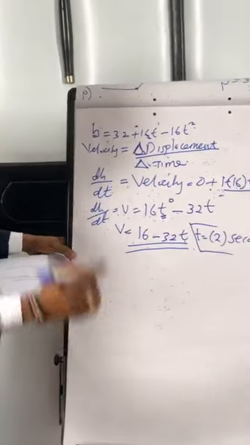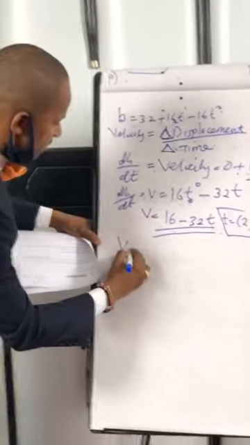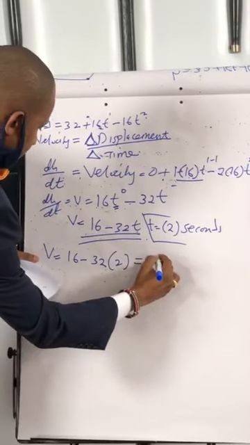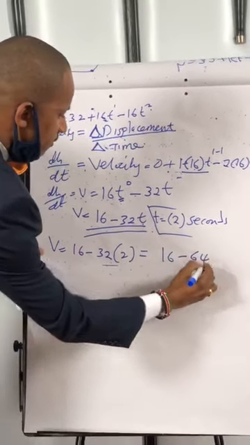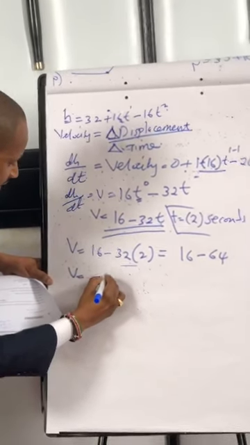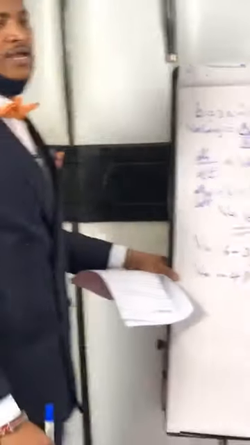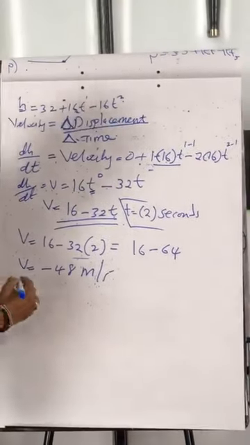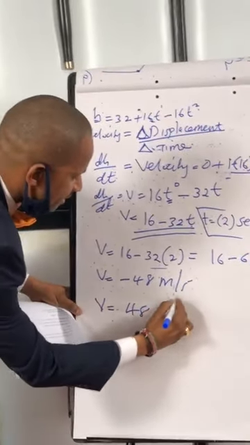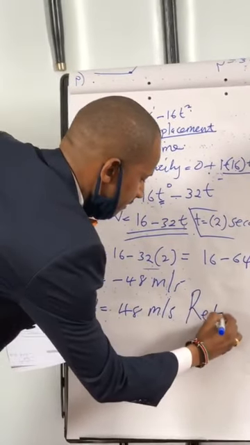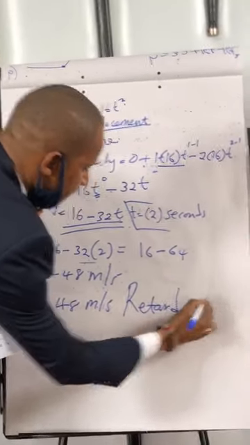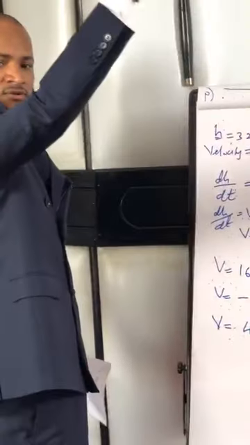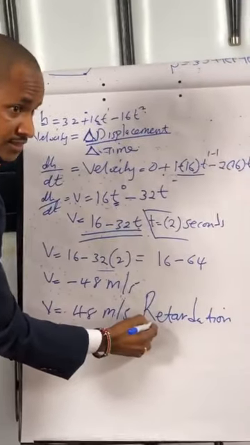So where there is t, you replace with 2. Therefore, velocity is equal to 16 minus 32 times 2 seconds. You get 16 minus 64. So velocity is equal to minus 48. 16 minus 64 is minus 48 meters per second. But because it is negative, you write your answer as velocity equals 48 meters per second, retardation. To take care of the negative, because he was slowing as he was going down, the velocity wasn't increasing. So it's retardation.